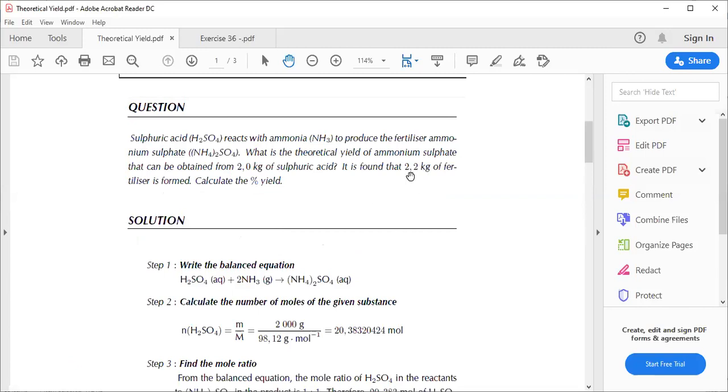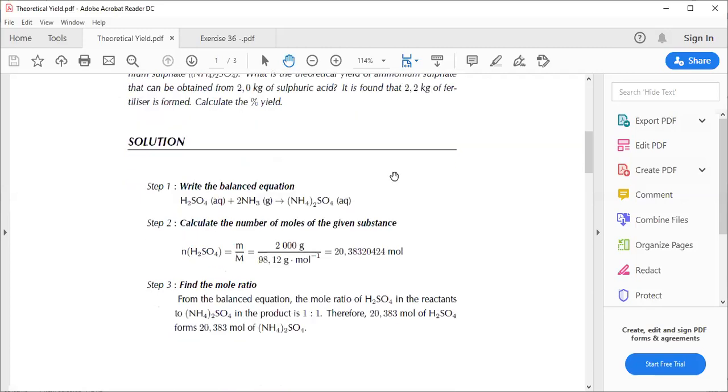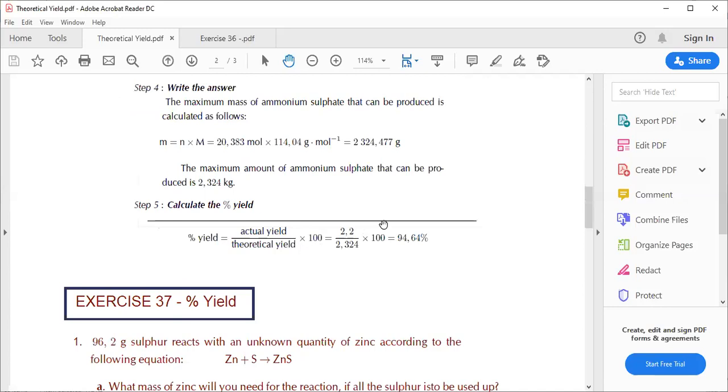So you take those two values and make sure the units are the same. If you use grams, the top one must be grams, the bottom one must be grams. If the top one is kilograms, the bottom one must also be kilograms. So you come here, you've got 2,2 kilograms over 2,324 kilograms. They're all kilograms. Multiply by 100 over 1. You multiply that, your percentage yield becomes 94.64%. So this is the percentage yield. So you're not getting 100%. The 5% is because of other losses that you incur as you are doing the actual experiment.